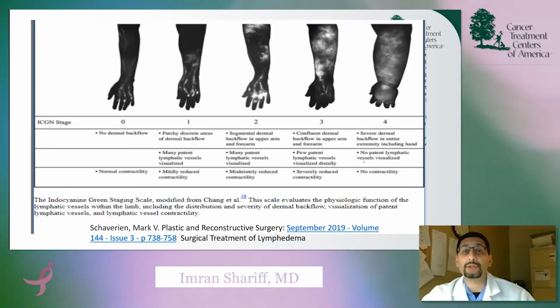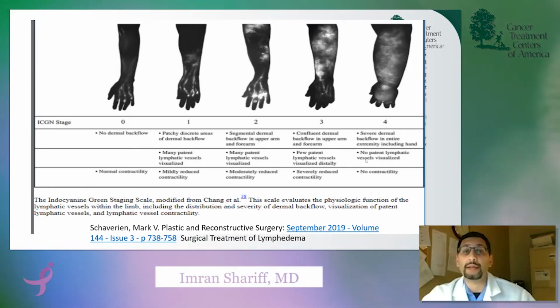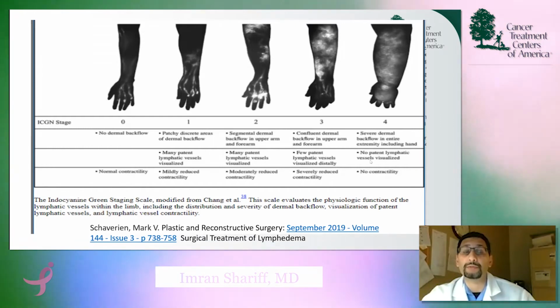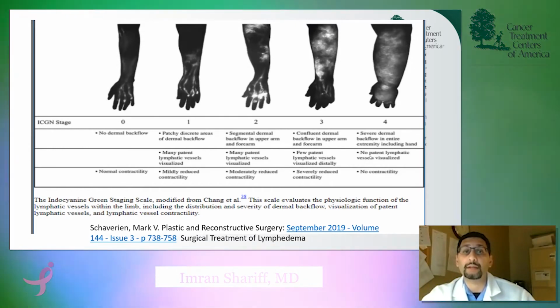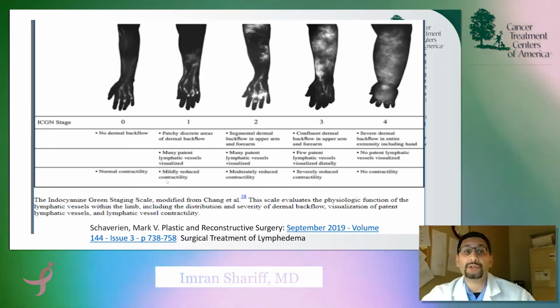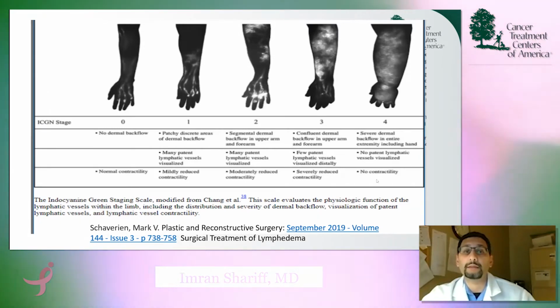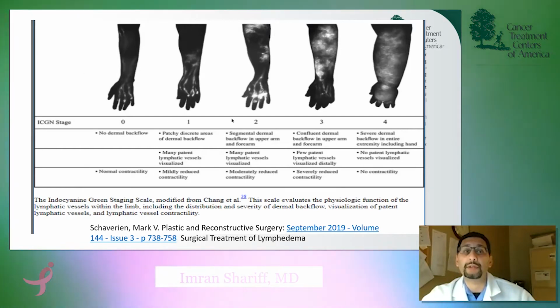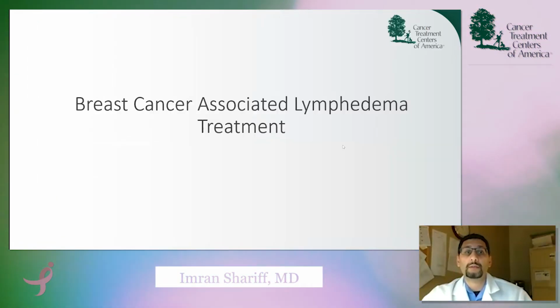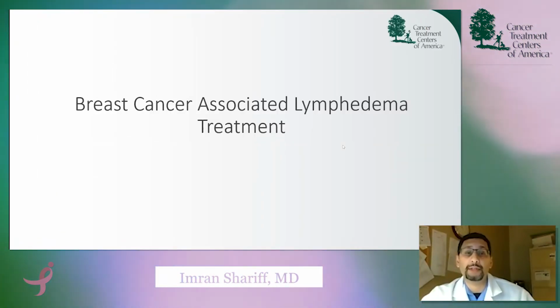And this may be due to just the degree of maybe adipose tissue or fat tissue and lack of architecture in the vessel lumen, causing obstruction. And then also this tells you the contractility of those lymph vessels and the decreasing contractility as you go along with the severity of lymphedema. Moving on to breast cancer-associated lymphedema treatment.